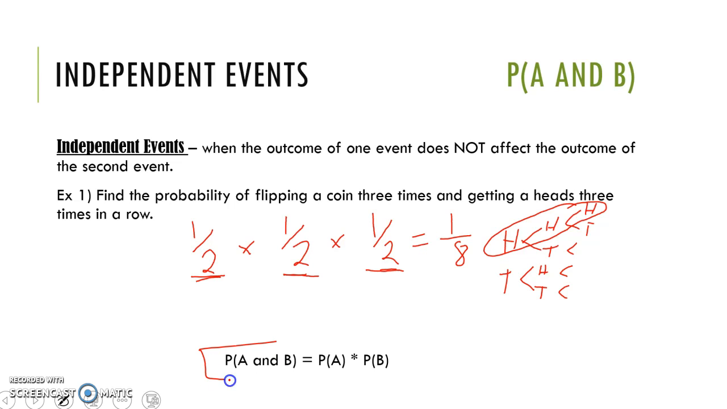This formula right here is something you probably want to write down and put in your notes, because the probability of 2 events happening back to back, that's the probability of A and B. Sometimes we write this as the probability of A intersected with B. You can consider that kind of like an and symbol. It is the probability of the first event times the probability of the second event.